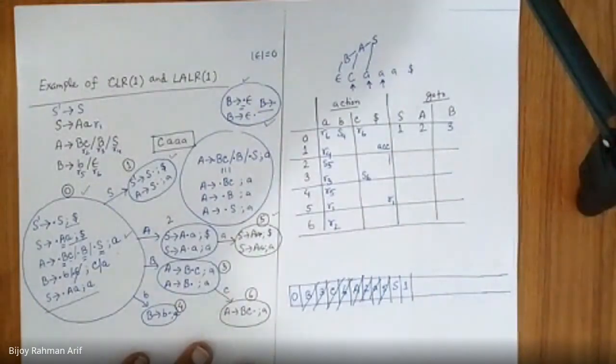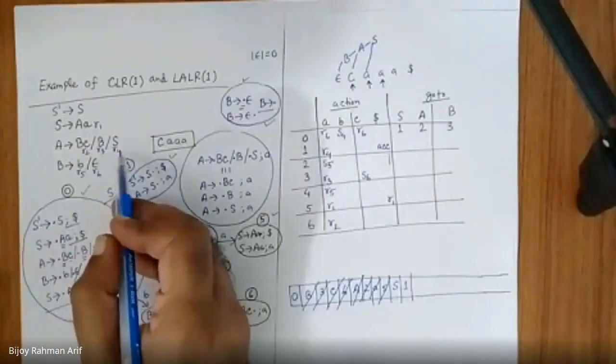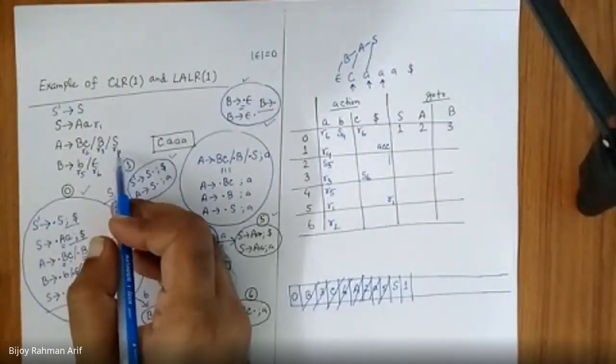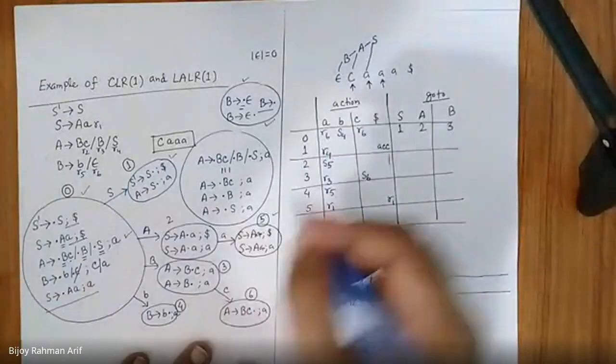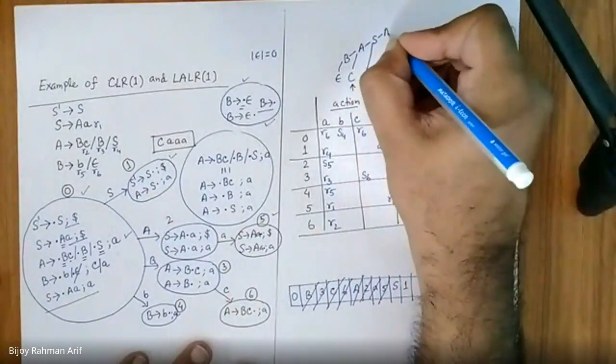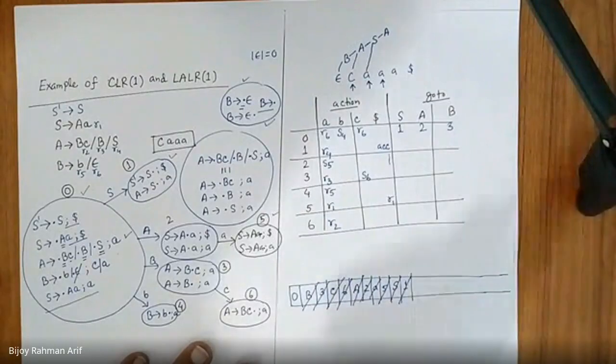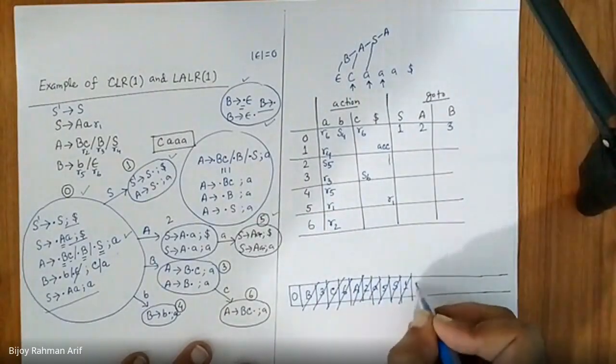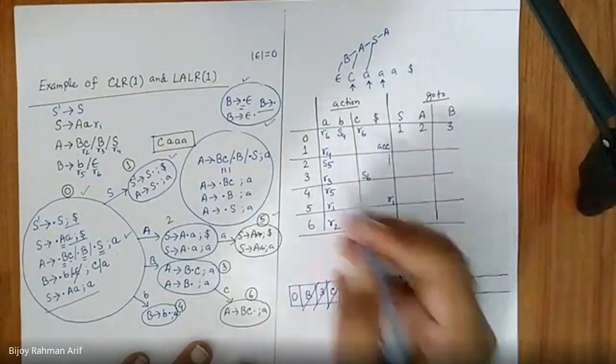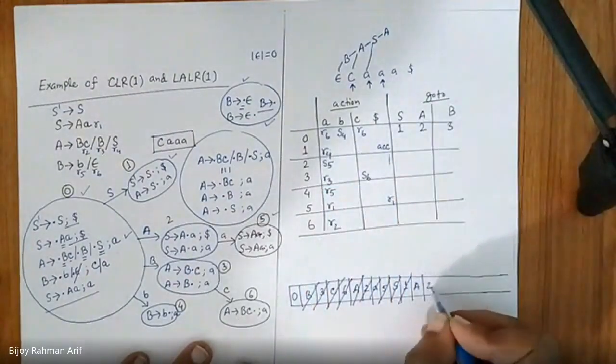Now 1 is seeing small a. So rule number 4. What is rule number 4? S would derive to A. So S would become A. How many things do I have to pop? I have to pop 2, because the right hand side is 1, star 2 equal to 2. Now I'm going to push A. Now 0 is seeing A, where should I go? 2.